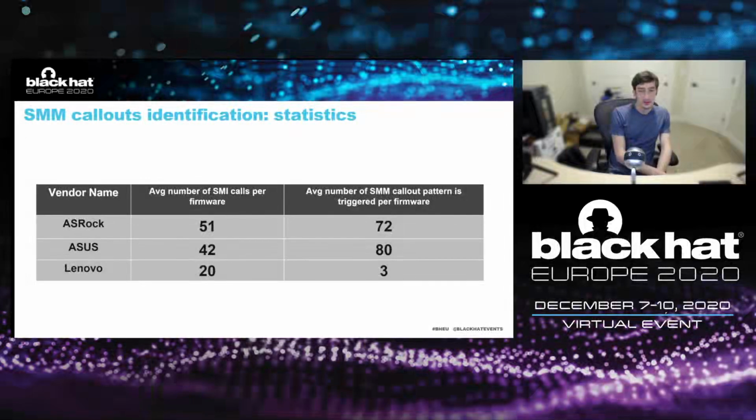Speaking about the numbers, I would say that Lenovo is actually relatively good at attack surface. The average number of SMI handlers per firmware in the case of Lenovo is only 20, but iStroke and Asus are slightly worse with respect to the metric we chose and with respect to how we collected it. And Lenovo is also relatively good with respect to the number of potentially triggered SMM callouts.